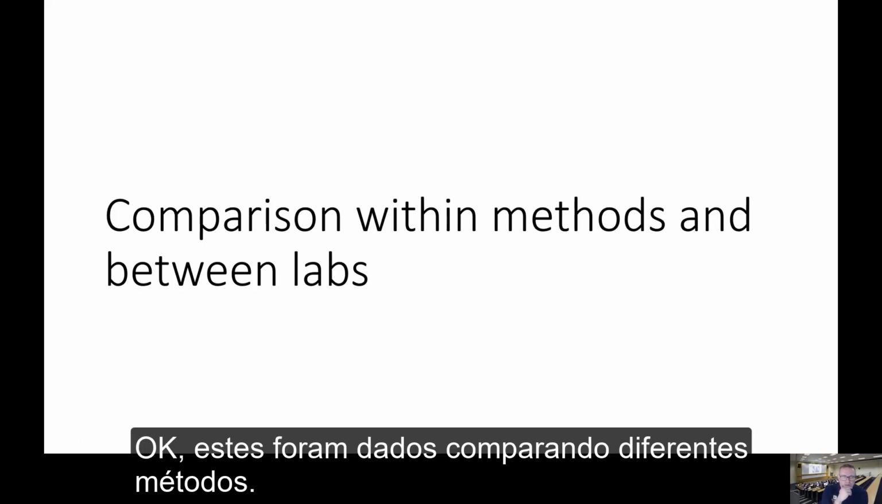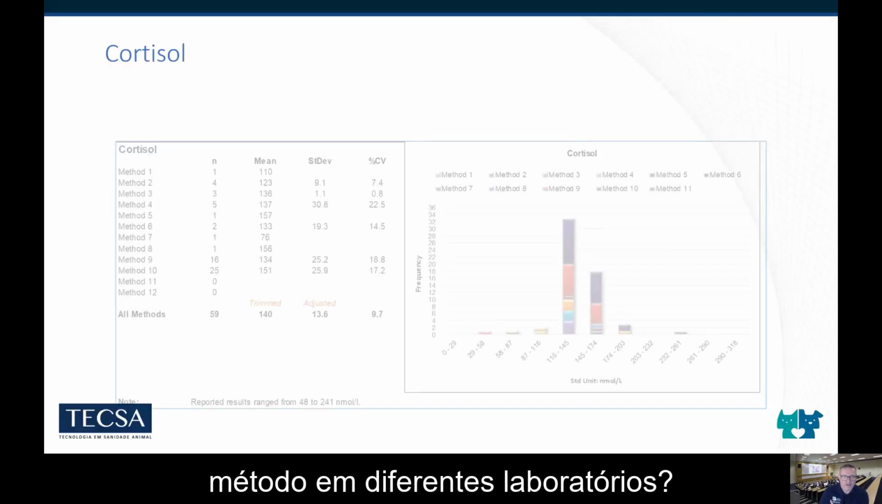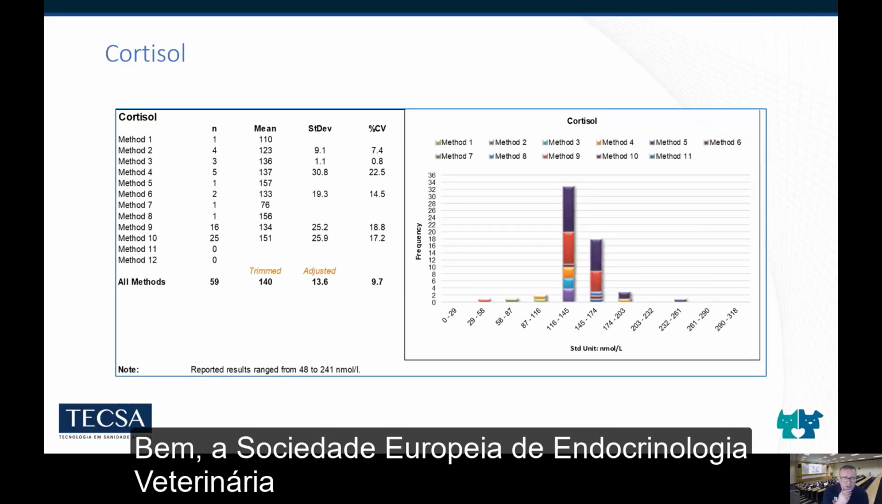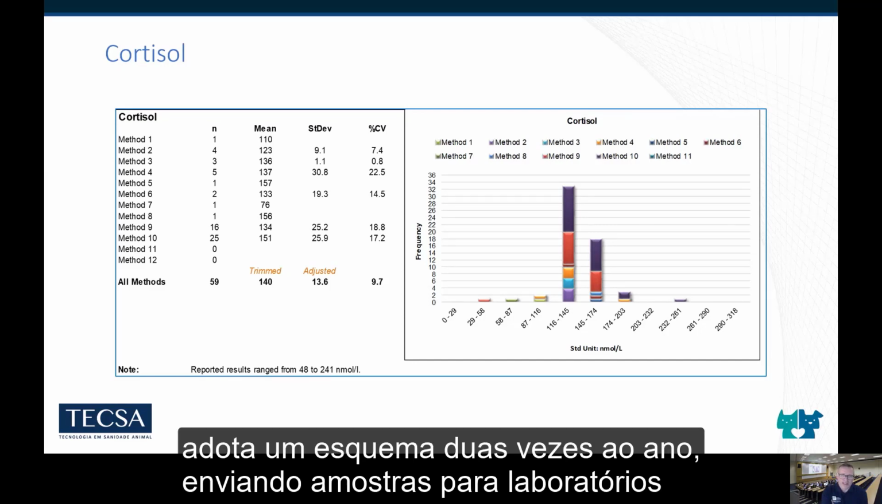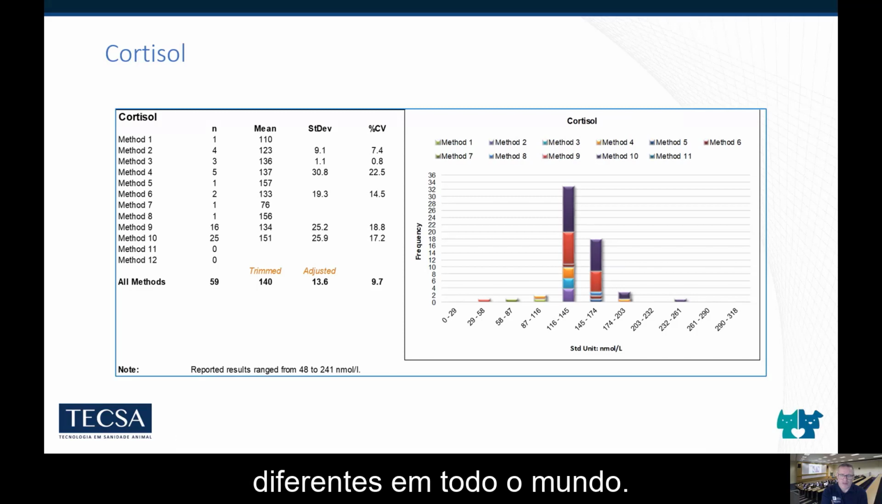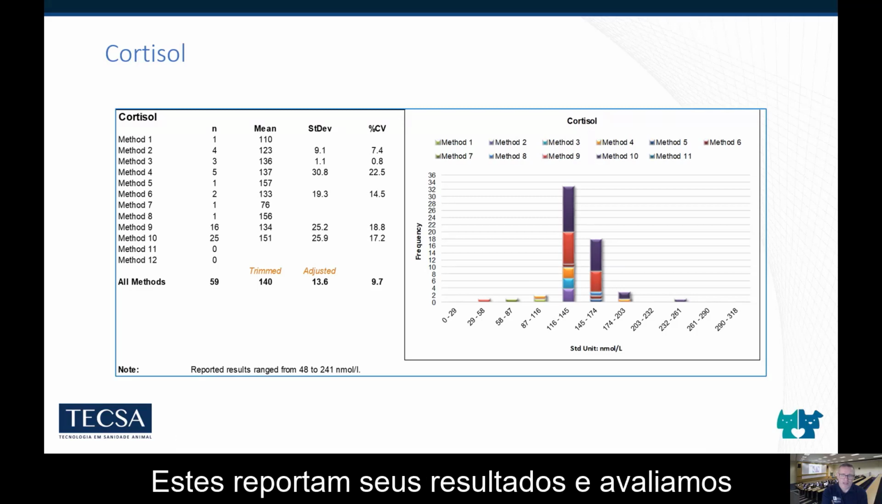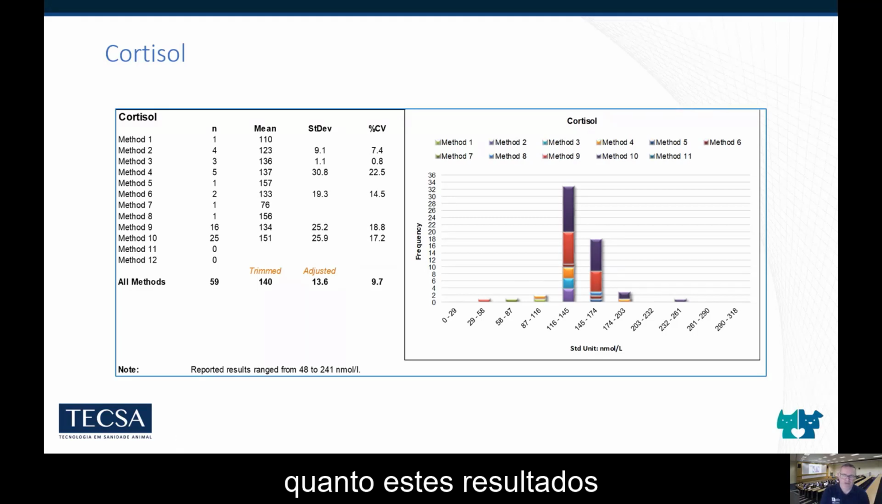Okay, so that was some data comparing different methods. What about the same method in different labs? Well, the European Society of Veterinary Endocrinology runs a scheme where twice a year it sends samples around the world to a lot of different labs, who then send the results back, and we see how much the results vary. And we generate reports that look something like this.